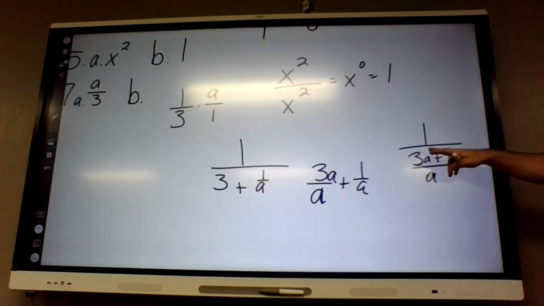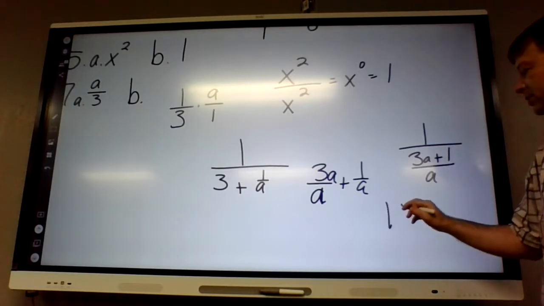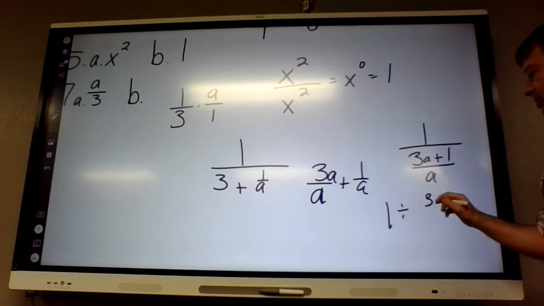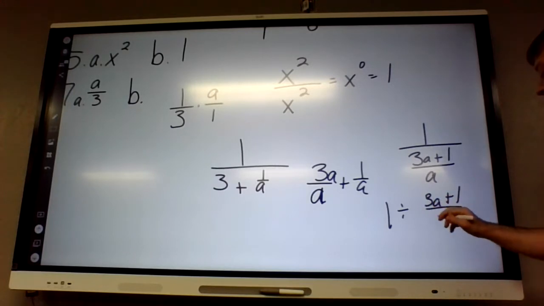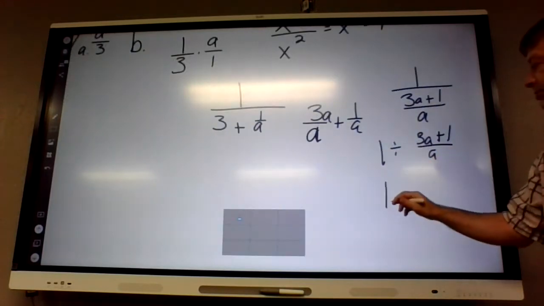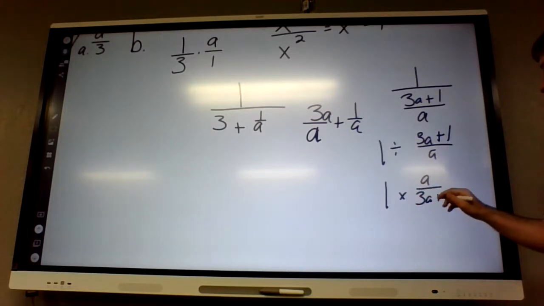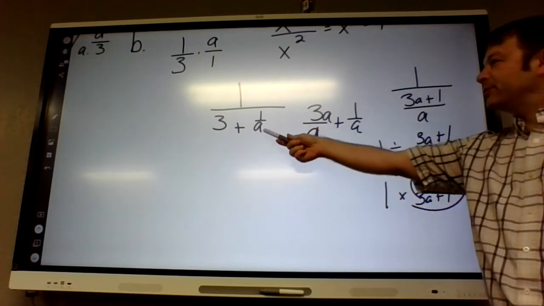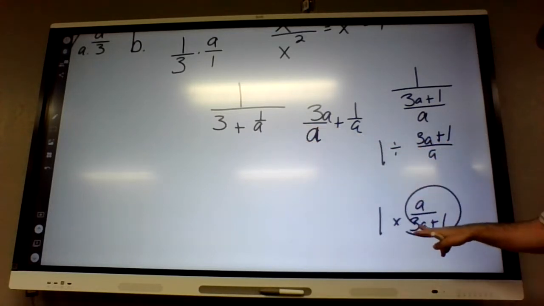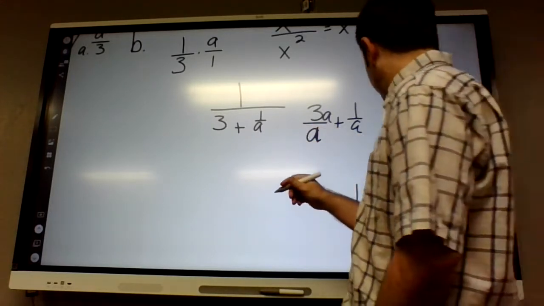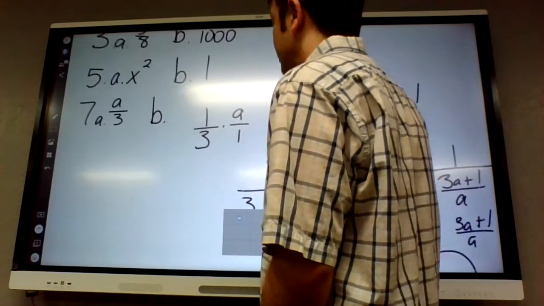And so basically it's 1 divided by this thing. How do you divide a fraction? Flip it and multiply, correct. So this would be like 1 times a over 3a plus 1. Just basically this. Not sure that's that much simpler than what we had to start with, but this is the version the book put. A over 3a plus 1.